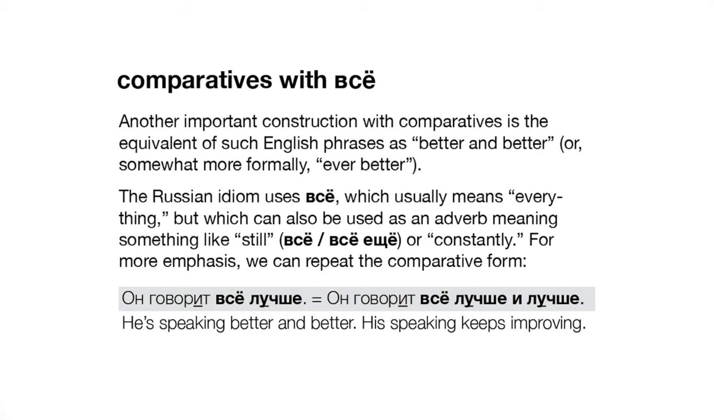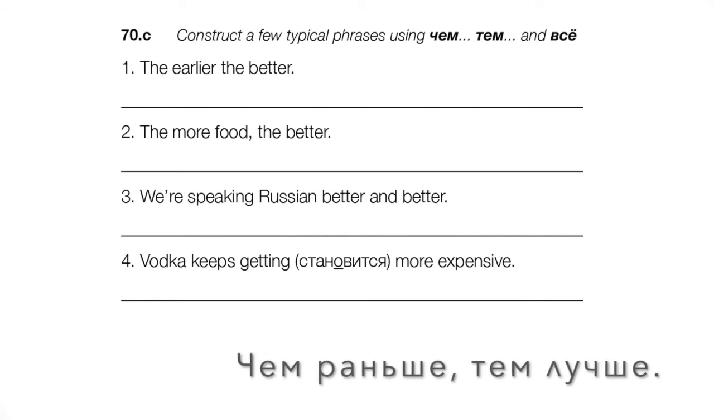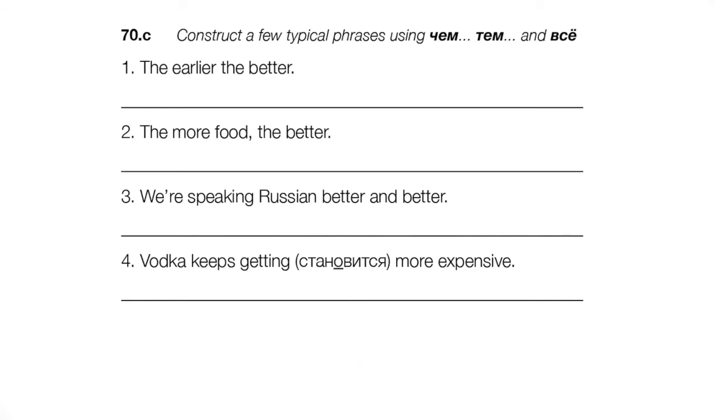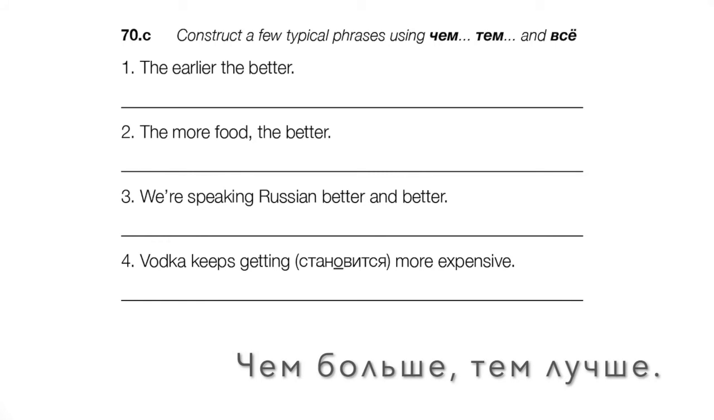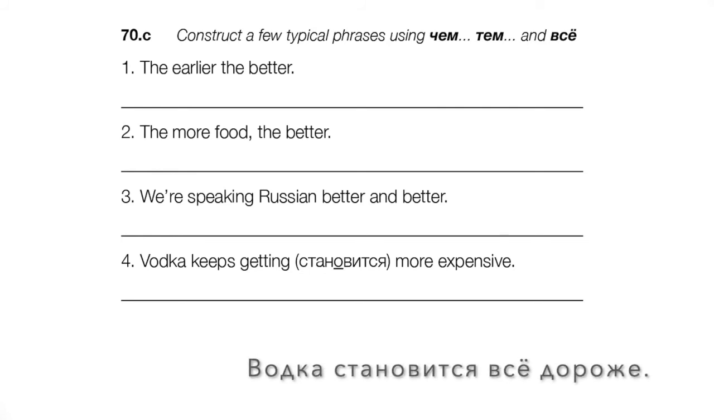Okay, so let's make a few of these. The earlier, the better. Чем раньше, тем лучше. Right, so remember just чем тем, and you need two comparatives. The more, the better. Чем больше, тем лучше. We're speaking Russian better and better. Okay, that's going to be a все construction. Мы говорим по-русски все лучше и лучше. Or simply все лучше. 4. Vodka keeps getting more and more expensive. Водка становится все дороже. Все дороже и дороже.